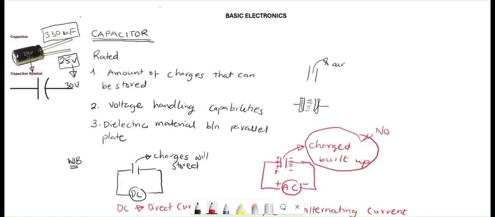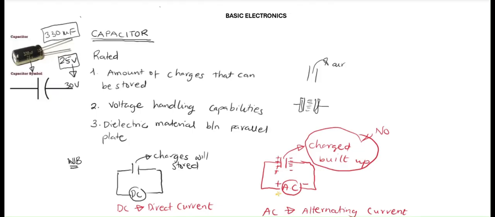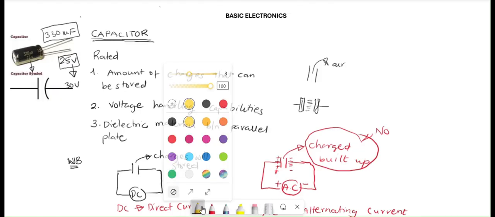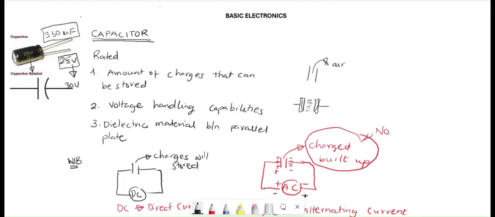Now, when there is a change in direction in the AC, assuming this changes to negative and this becomes positive, then negative charges will be built up here, and they will go and neutralize the positive charge that was already built up here. And when this changes to positive, positive charges will be built up here, and they will go and neutralize the negative charge that was already built up there.